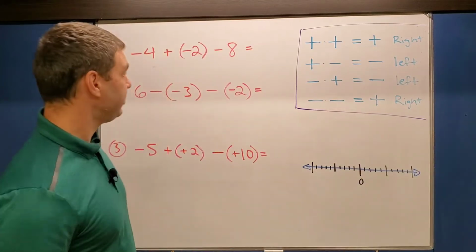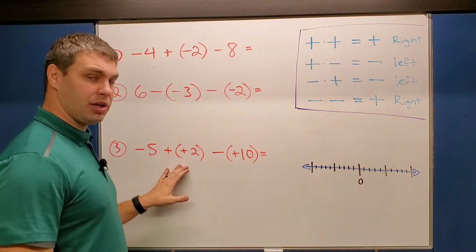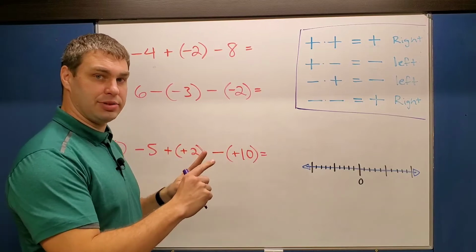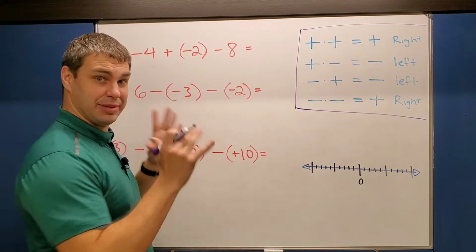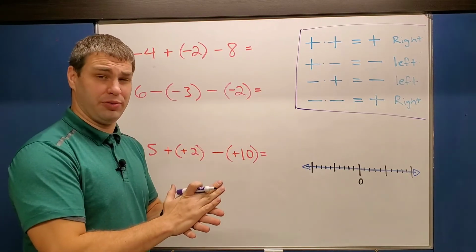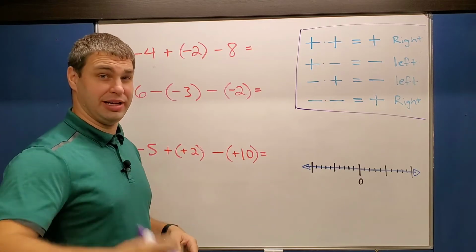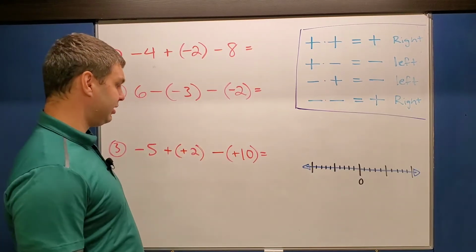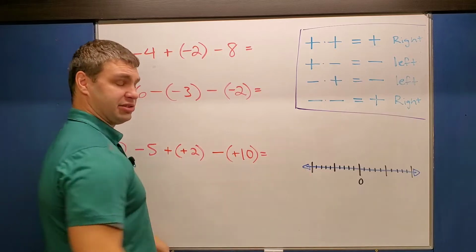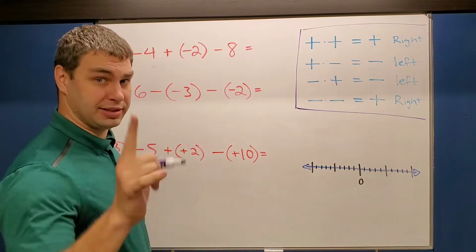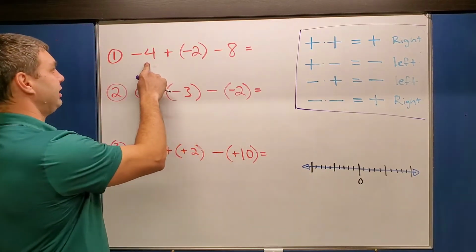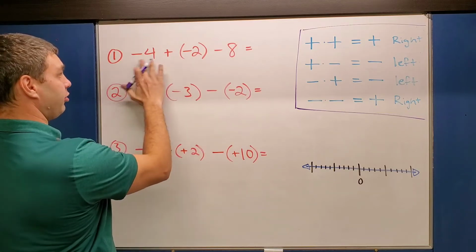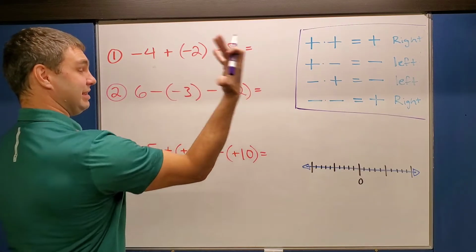So what we're going to do today is give you three problems. We're going to replace our two signs next to each other with just one sign, and that's going to make these problems way easier and hopefully alleviate some of that confusion that you might have when you see stuff like this. And then this last one we're going to do on a number line so you can see what I mean by moving left and right. Let's get into it. This first one says -4 plus -2 minus 8 equals.